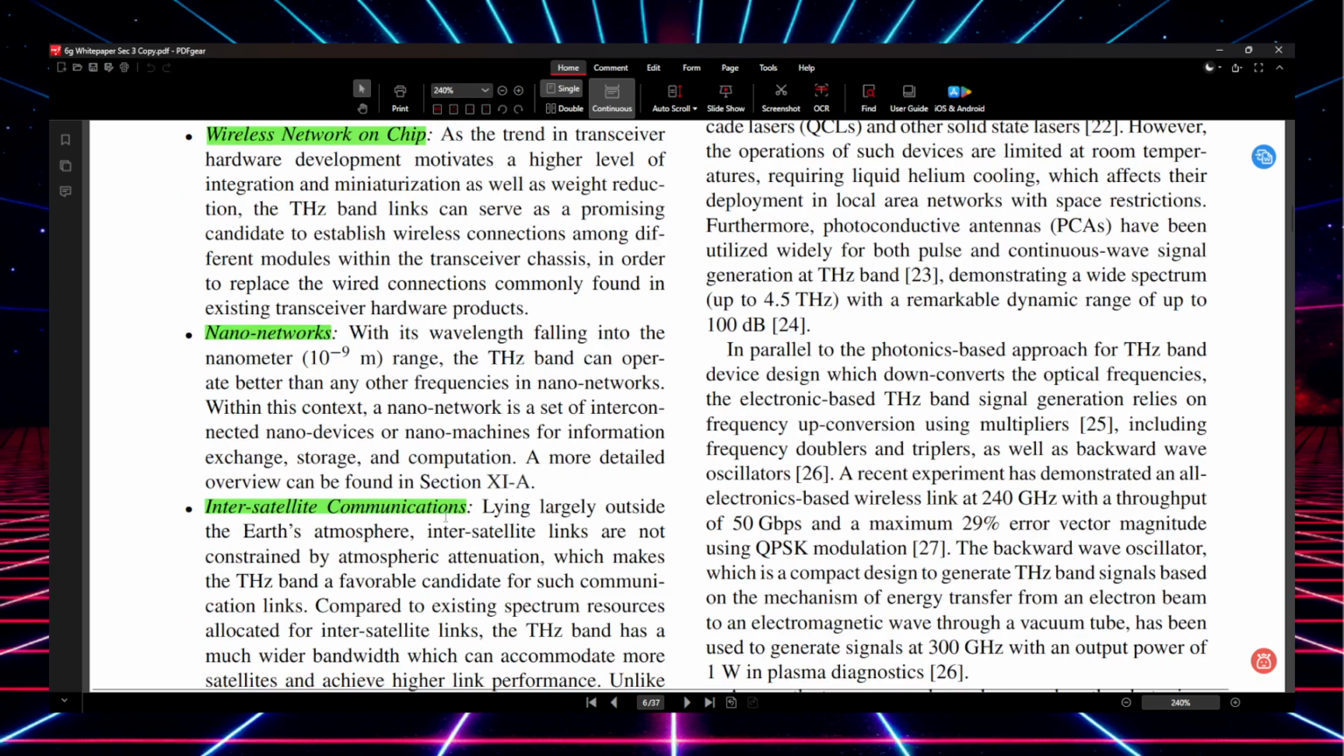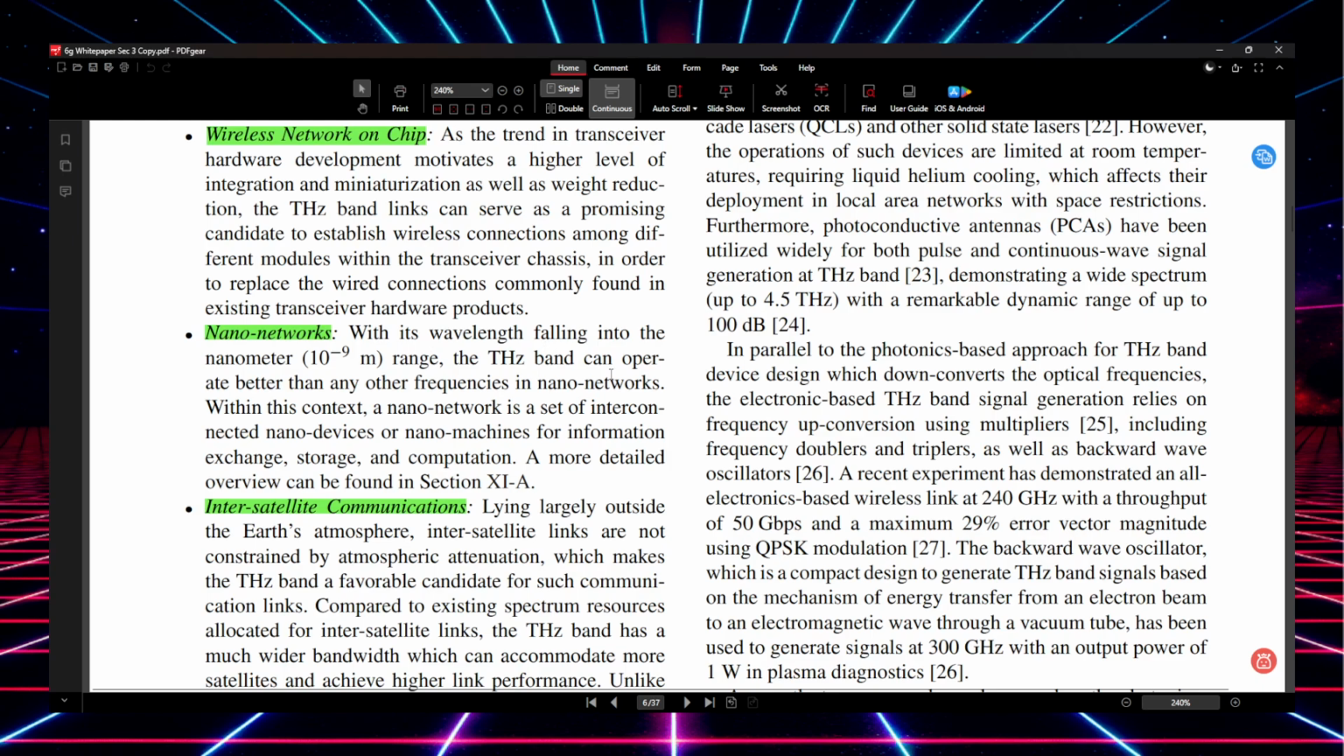Nano networks, with its wavelength falling in the nanometer or 10 to the negative ninth, which anytime you see a negative exponent, what you do is you turn it into a 1 over. So if you see 10 to the negative 9, what that really means is 1 over 10 to the ninth, which means instead of adding zeros after the 1, you're adding zeros before the 1. So it's very, very, very small.